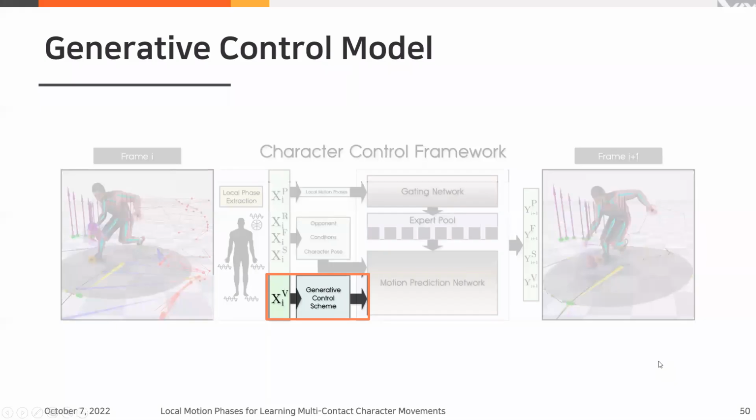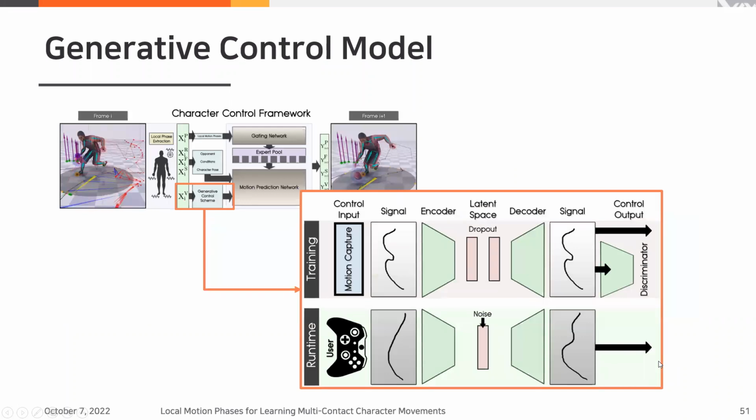Then now I will explain the generative control model. This model is composed of encoder, decoder, and discriminator. And given the control signal as input, the goal is to produce a latent phase of the control signal, so that during runtime, the system can produce a variation on input signals by adding noise to the latent code.